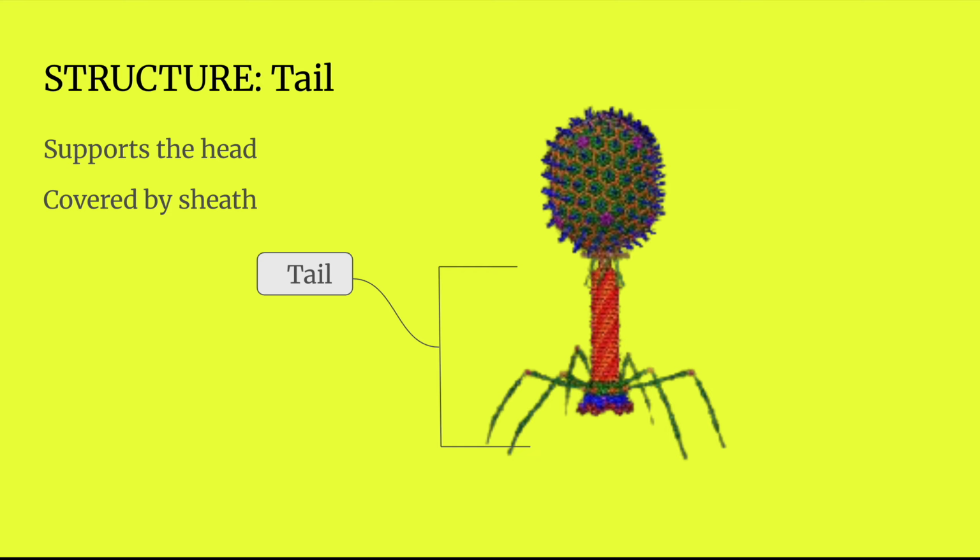Next is the tail. The image we're looking at right now, this part is actually the tail itself. This is a protection layer called the chest. The tail is actually inside of the chest and extends whenever the bacteriophage attaches itself on the bacteria's cell surface. And the tail supports the head. The most bottom part of the tail right here is also known as the base plate, the end of the chest, as you can call it.